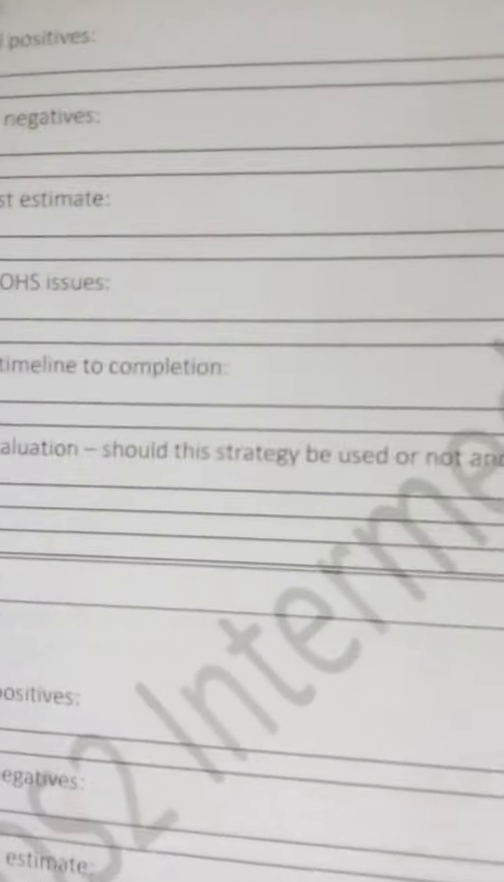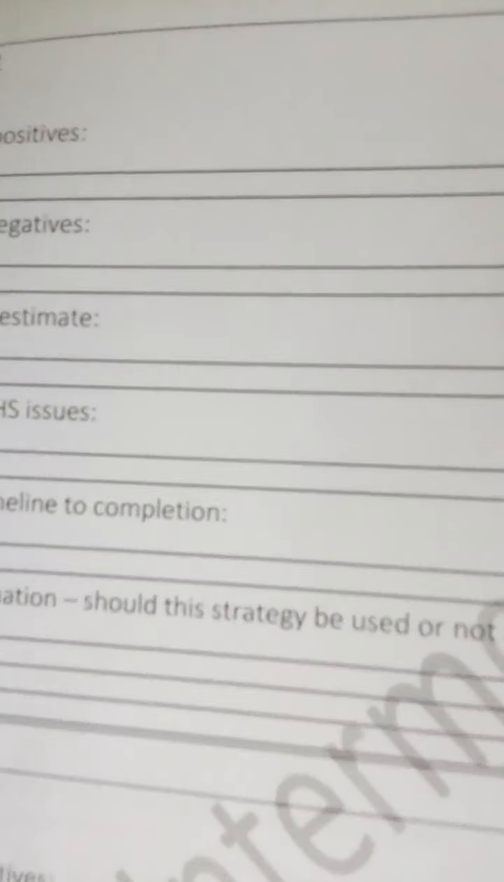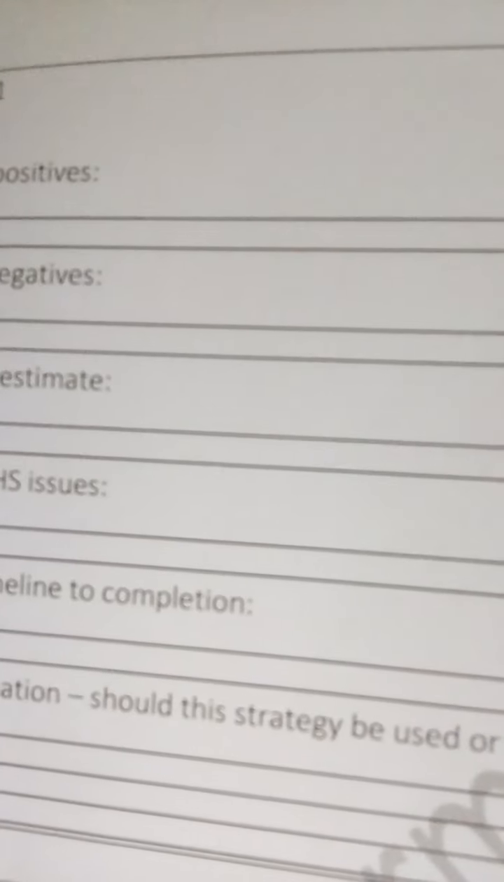Once that's done, you turn over to page 17 and start doing a rough estimate of the strategies that you've looked at. So what's the strategy? What are positives and negatives? Rough guesstimate on the cost, potential OH&S issues, and how long you think it'll take. Then evaluate, should this be used or not, and why or why not.